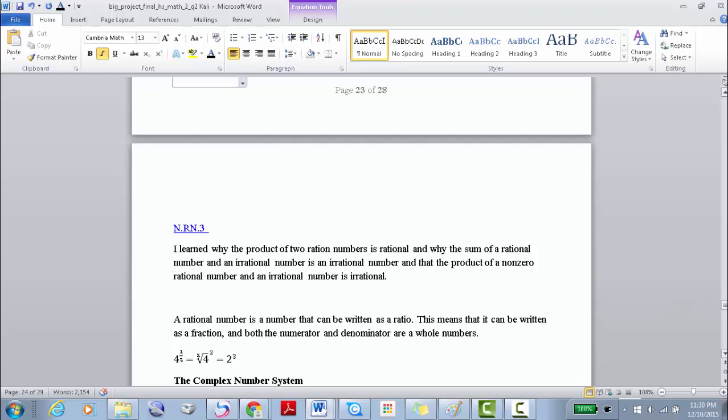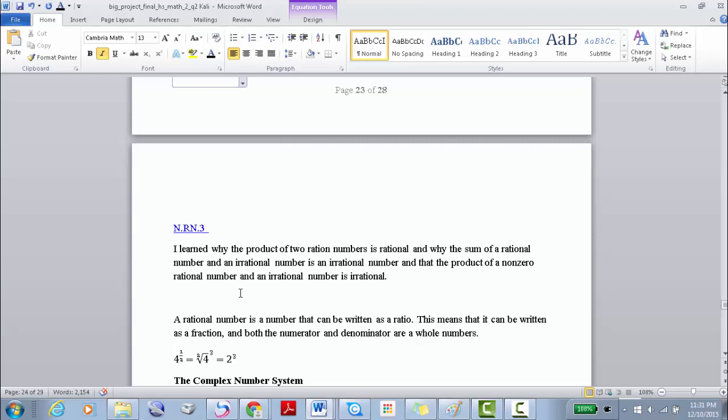The next standard is NRN3. In this standard, I learned why the product of two rational numbers is a rational number, and why the sum of a rational number and an irrational number is an irrational number, and that the product of a non-zero rational number and an irrational number is irrational.